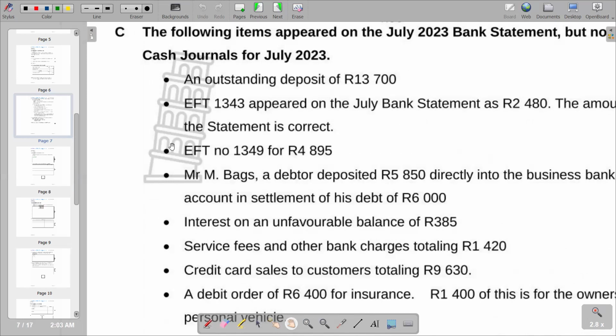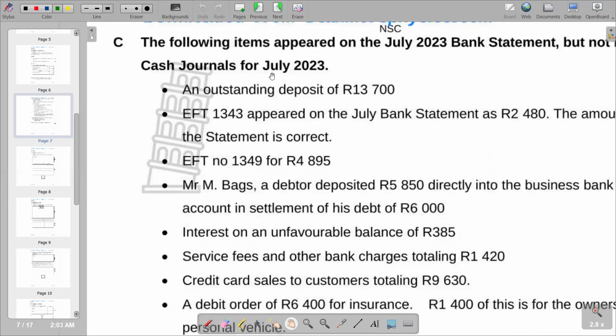The first item is an outstanding deposit, because the statement on top reads: the following items appeared on the July 2023 bank statement, but not in the cash journals for July 2023. So basically, these items listed here are not in the journals, but they are on the bank statement. So we've got an outstanding deposit of 13,700.